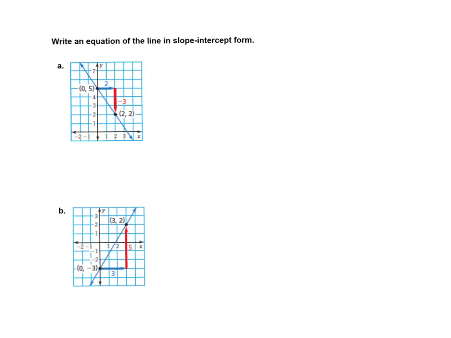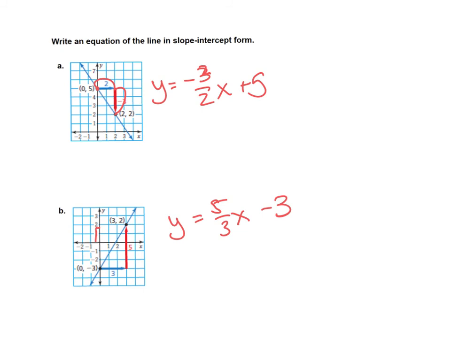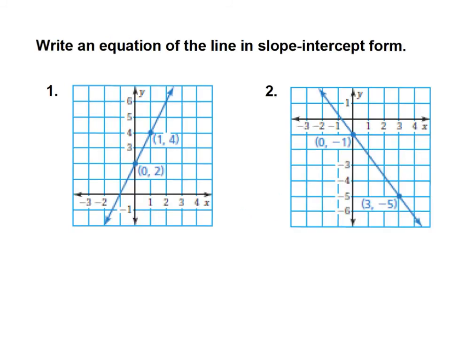Just have to write the equations. You have the y-intercept. They even give you this. So y equals negative 3/2 x plus 5. Same thing here. Rise would be 5, run would be 3, so y equals 5/3 x minus 3, our y-intercept. That's what you're doing, finding equations. So take a moment, pause the video, find the equations for these two graphs, and then start it back up and we'll do it together.